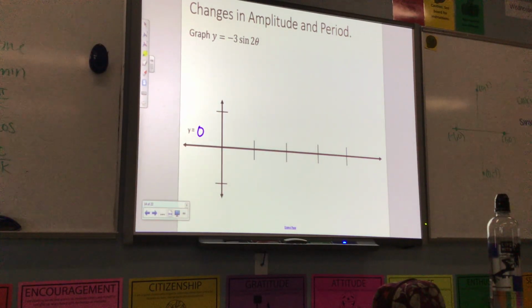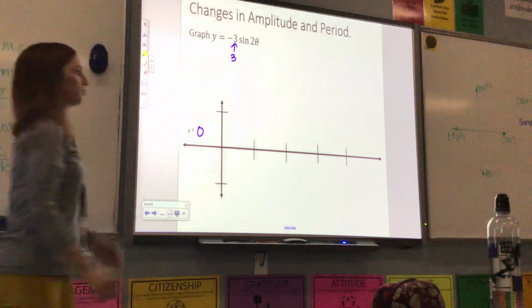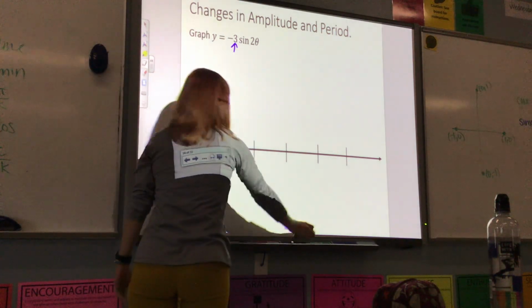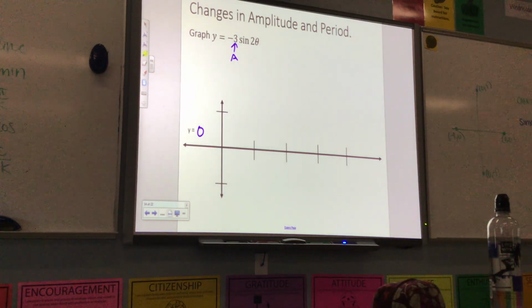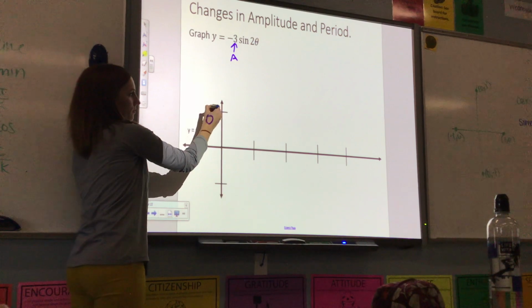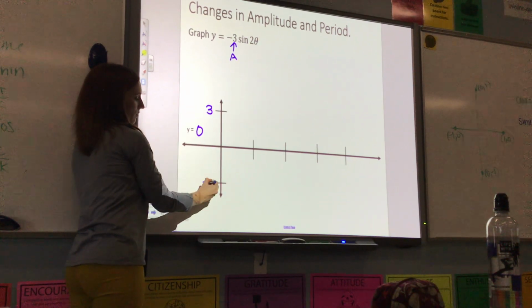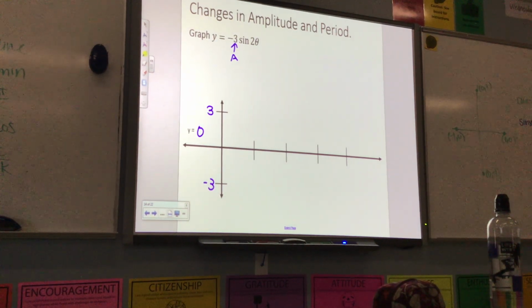Because again, the labels, the numbers that you put here, is how you get your points pretty much. To find your max and your min, you have to know your amplitude. What's my amplitude? 3. This 3 is your A value, and it tells you how far above and below your midline your graph goes. So what will the max value now be? Positive 3. What will the minimum be? Negative 3. So you have to find me both those points.